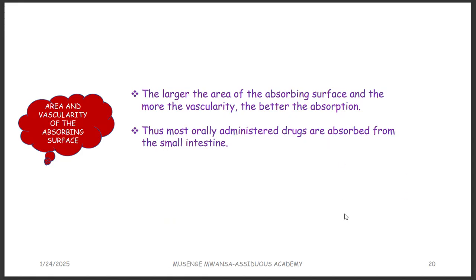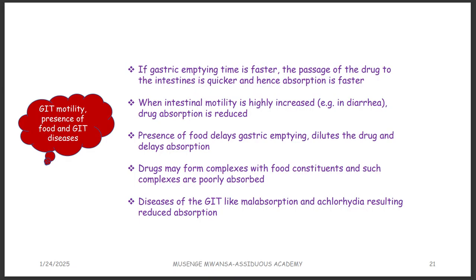Let's say if you give a drug, the larger the surface area of the absorbing surface, the better the absorption. And at the same time, if you've given a drug, let's say for example, subcutaneous, under the skin, if that area doesn't have enough blood vessels, the drug will not be taken into blood, so absorption is bad. But an area that has got a lot of blood vessels, good vasculature, there's going to be good absorption. And most orally administered drugs are absorbed from the small intestines.